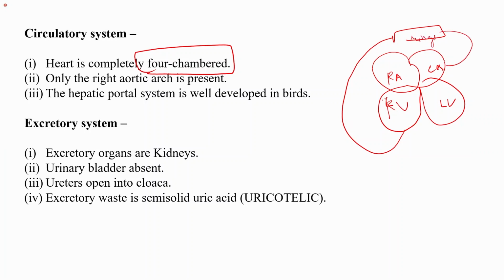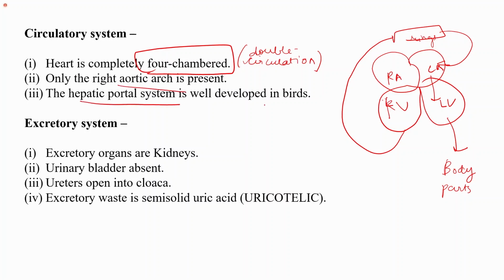Then it enters into the left ventricle. This through from left atrium. From here, it enters into the left ventricle, and then it is supplied to the body parts. Fine. So it is a four-chambered heart, and it's a double circulation, double loop. Only the right aortic arch is present. The hepatic portal system is well developed in birds.